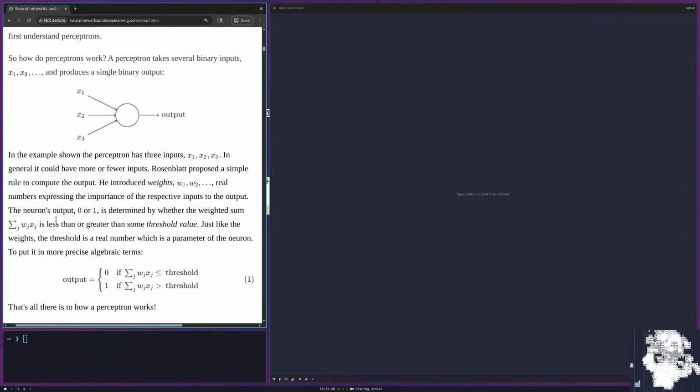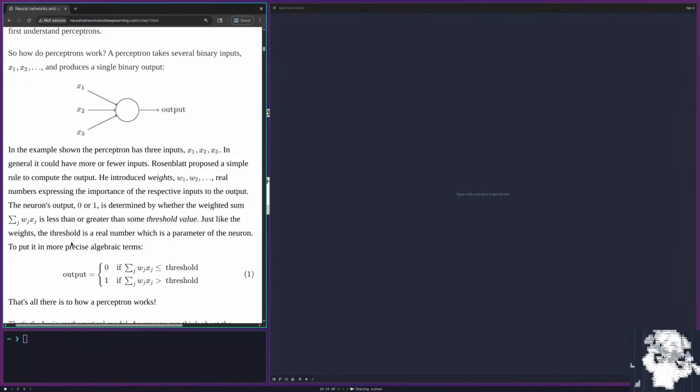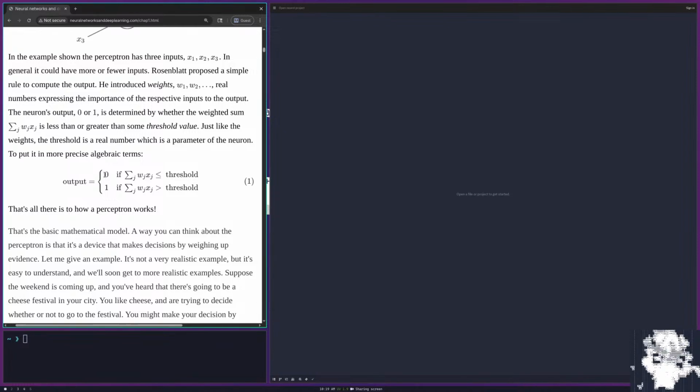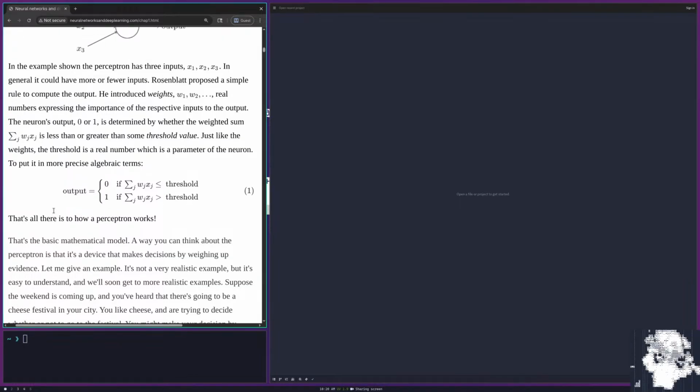The neuron's output, 0 or 1, is determined by whether the weighted sum over j of wj times xj is less than or greater than some threshold value. Just like the weights, the threshold is a real number, which is a parameter of the neuron. To put it in more precise algebraic terms, output is equal to 0 if the sum of the weights times the inputs is less than or equal to the threshold, and equal to 1 if the sum of the weights times the inputs is greater than the threshold. That's all there is to how a perceptron works.